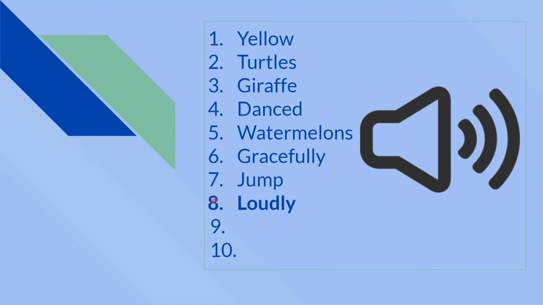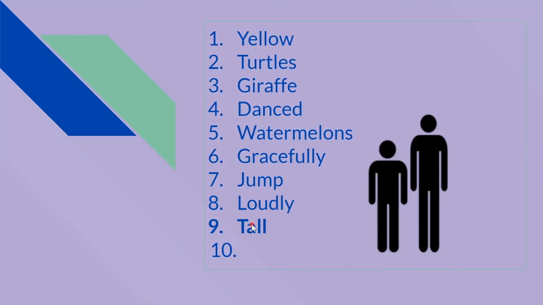For number 9, we need another adjective. For example, this time I'm going to choose the word tall. Go ahead and think of another adjective and write it next to number 9 on your list. Lastly, for number 10, we are going to need to think of one more noun. This time I'm going to choose the word hamster. Go ahead and think of a noun and write it next to the number 10 on your list.